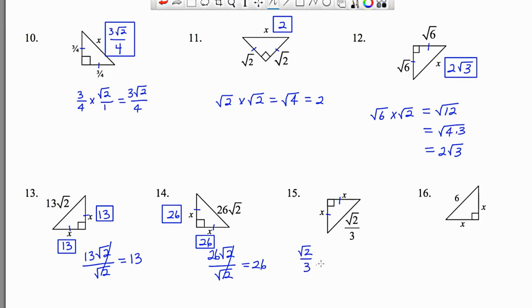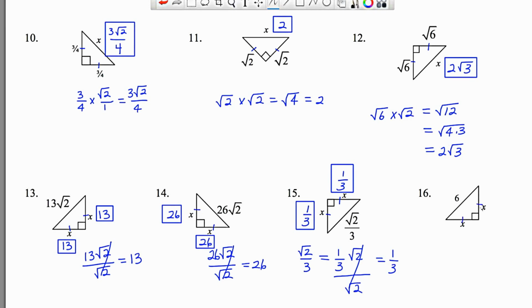And from the lesson before we talked about this, we can think of this fraction as 1/3 root 2. These are the same. So I'm going to take this hypotenuse of 1/3 root 2 and I'm going to divide it by root 2. The root 2's cancel and you're left with just 1/3. Each leg is 1/3.